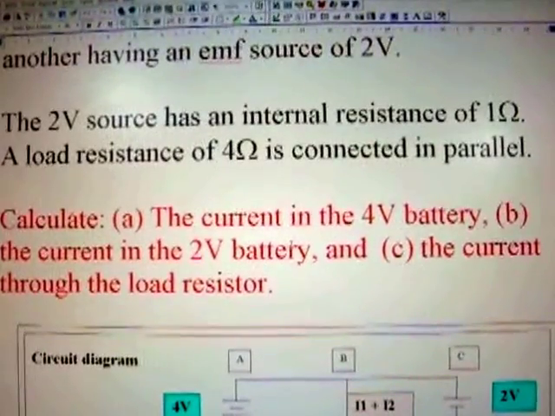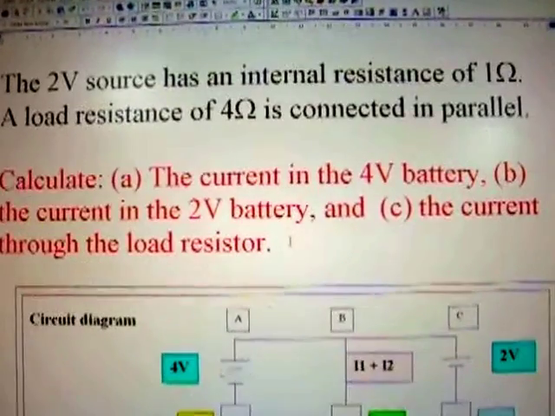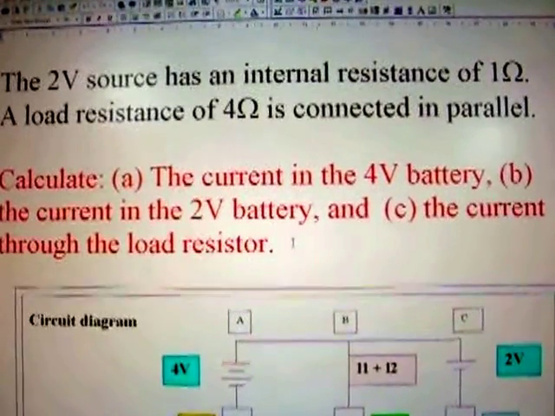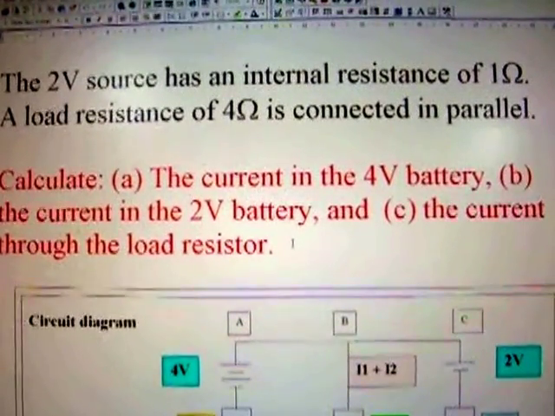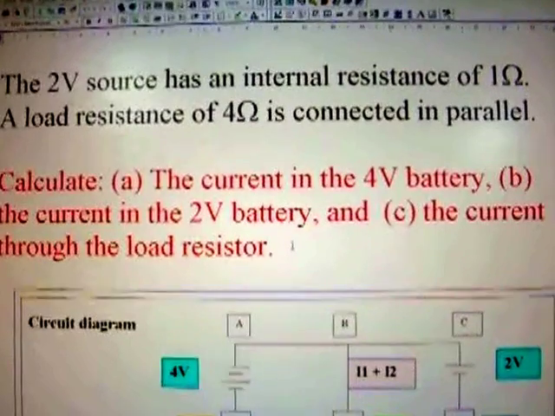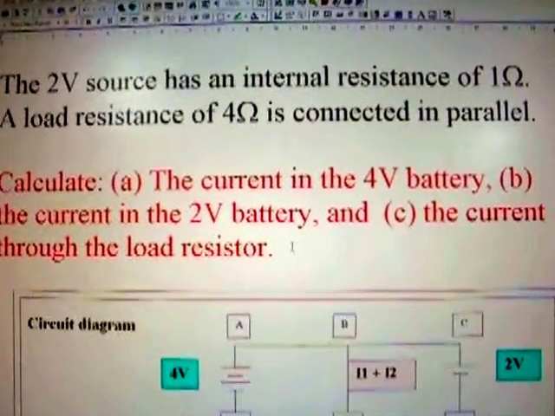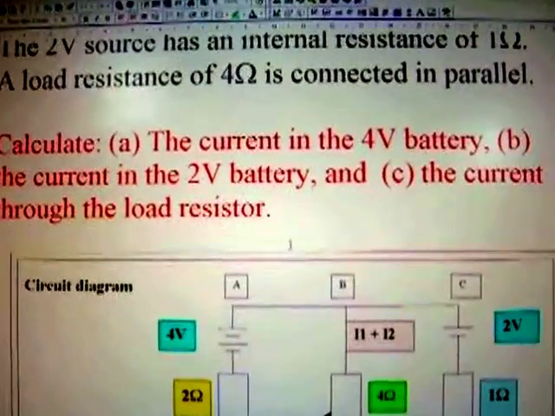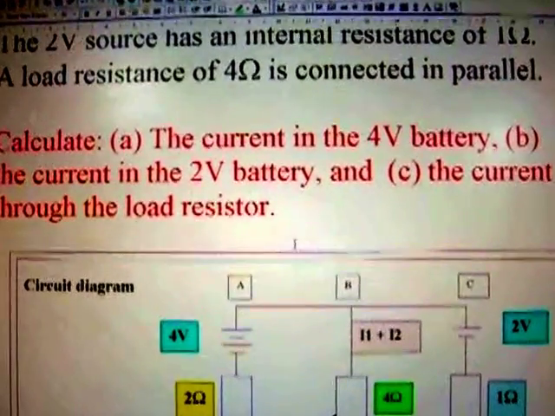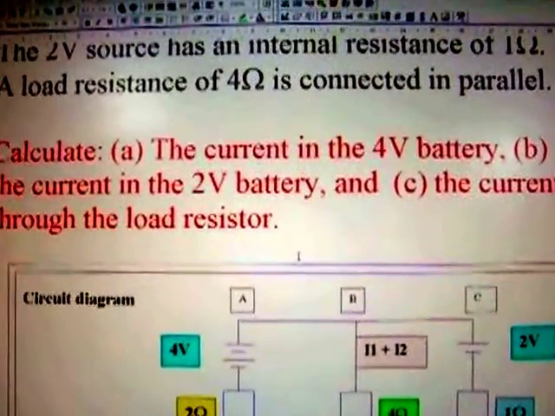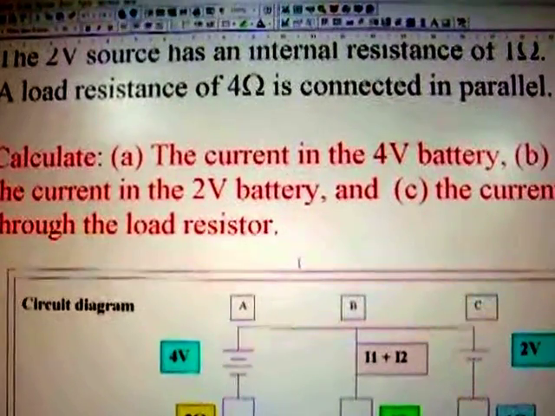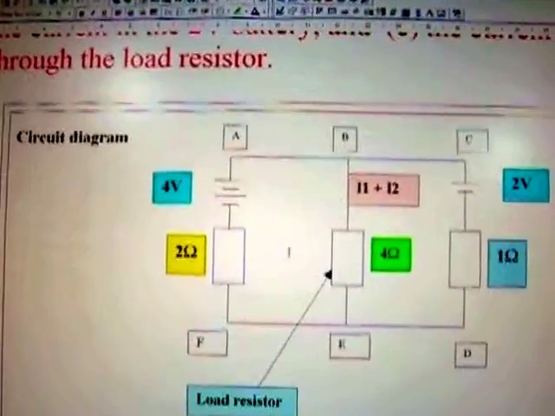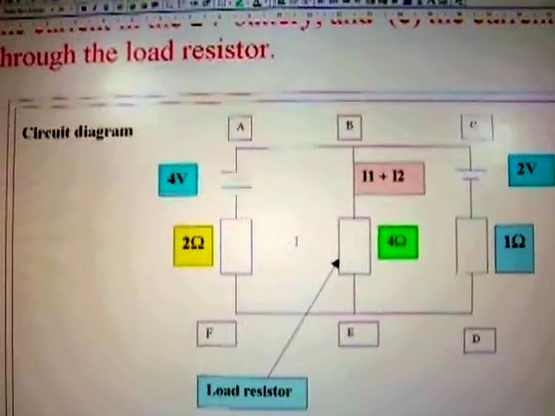Now what I've done here is to give you an example: calculate A, the current in the 4-volt battery, B, the current in the 2-volt battery, and C, the current through the load resistor. You cannot do this by guessing, you have to write it out. I cannot emphasize that enough. Draw out the diagram. I've drawn your diagram here, so please use that.